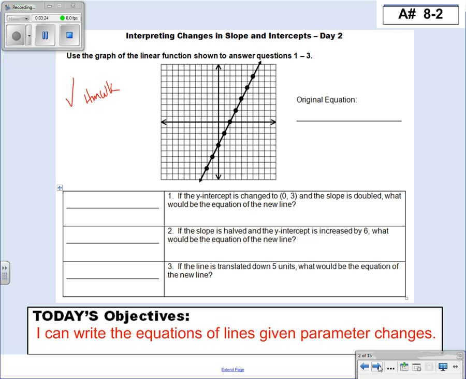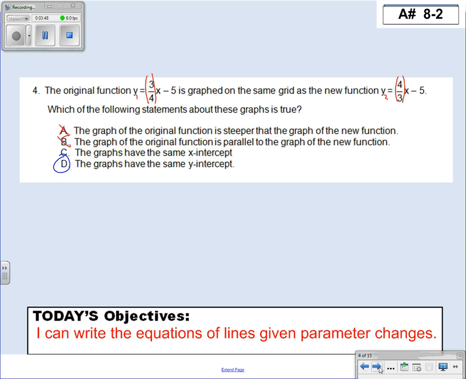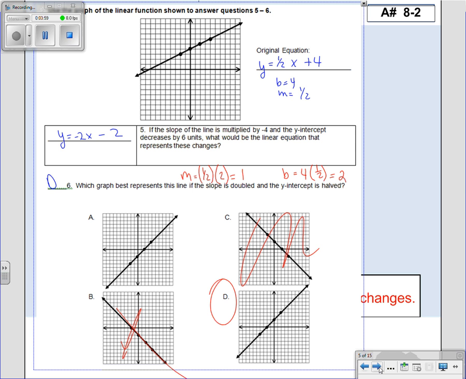So now's a chance to check your assignment from 8-2. You may pause after each page in order to check the answers. Here's the first problem. Our original equation is y equals 2x minus 4. Number 1 is y equals 4x plus 3. 2 is y equals 1x plus 2. And 3 is y equals 2x minus 9. Our problem number 4, the graphs have the same y-intercept. And problems 5-6.